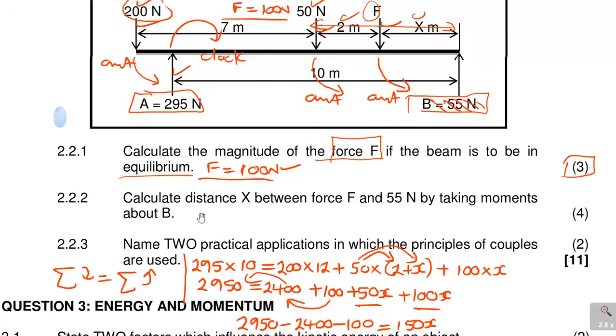So they say calculate the distance x between force F and the 55 newtons by taking moments about B. And then the next one says name 2 practical applications in which the principles of couples are used. You see this question again, it is coming.